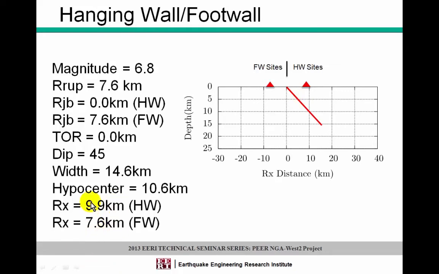On the hanging wall site, it's a little bit larger. Again, over the hanging wall site, your JB distance would be 0, and over the footwall site, your JB distance would be 7.6, just that horizontal distance. For simplicity, I've taken a 45-degree dipping fault that comes all the way to the surface with a width of about 15 kilometers. And again, I've used a hypocentral depth as predicted by the Campbell-Bozorgnia model.